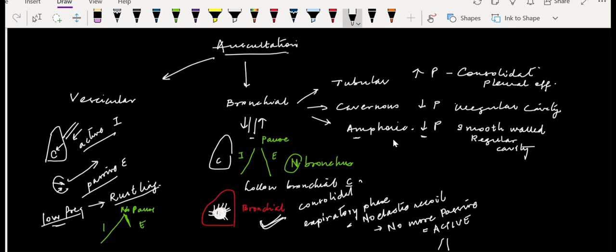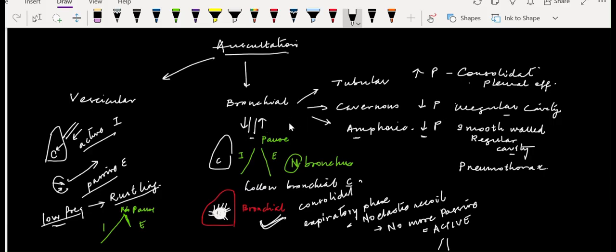So to be able to know these, you have to hear multiple patients: the consolidation, irregular cavities, smooth walled regular cavities, or some open pneumothorax. So you might find out what exactly these sounds are. But at least the theory you should know, that when do we hear what sounds and what are they exactly.